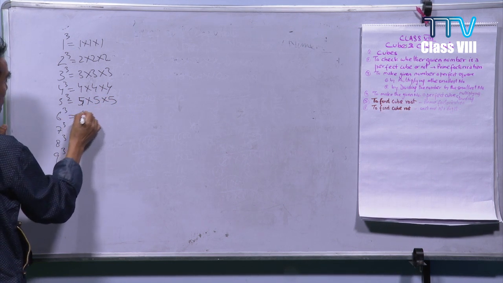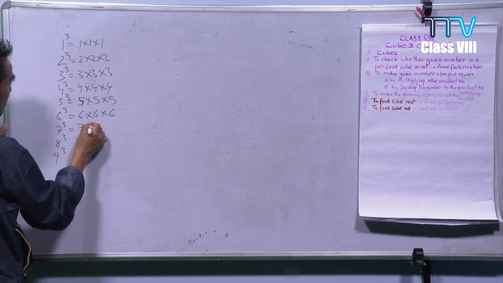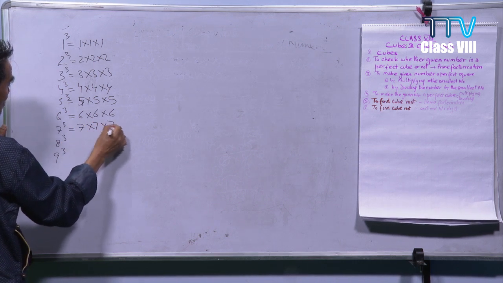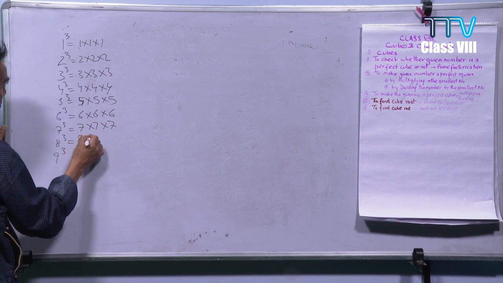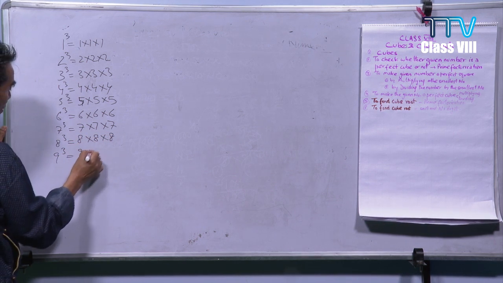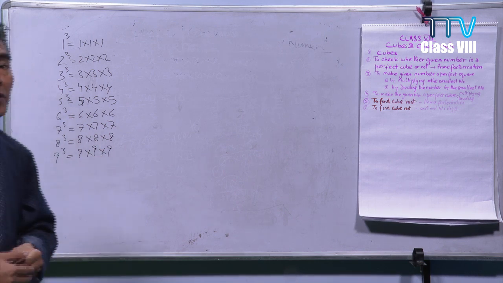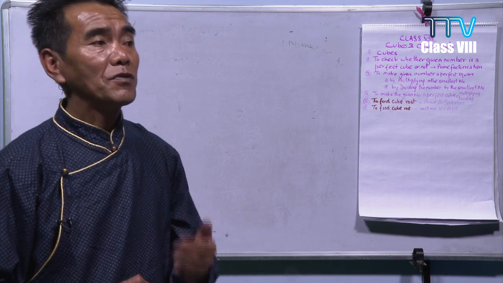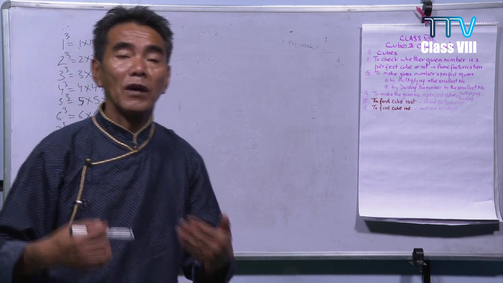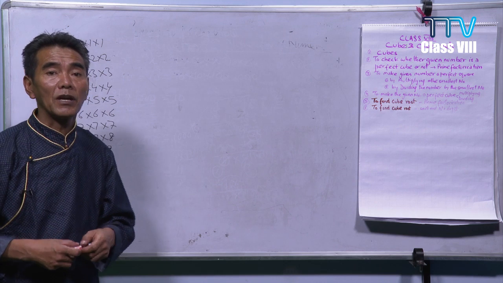6 cube means 6 multiplied by 6 multiplied by 6. 7 cube means 7 multiplied by 7 multiplied by 7. 8 cube means 8 multiplied by 8 multiplied by 8. And 9 cube means 9 multiplied by 9 multiplied by 9. We have taken the first 9 perfect cubes, and then the perfect squares of the first 9 numbers.